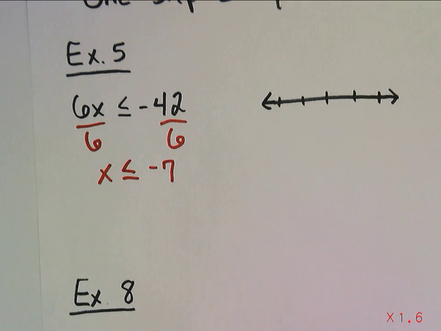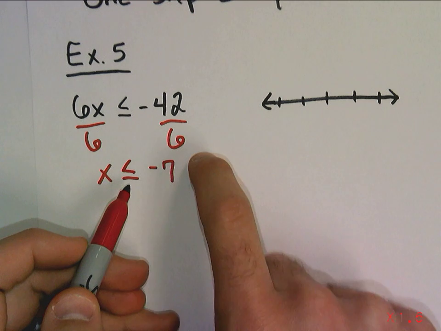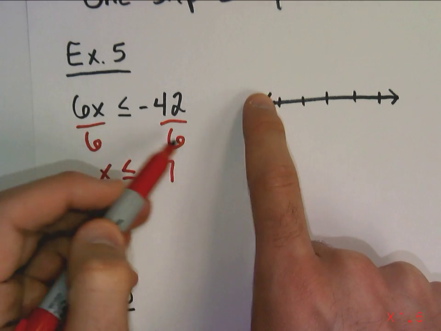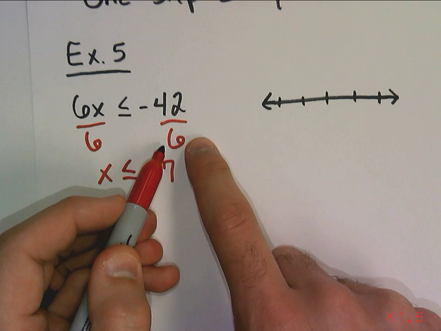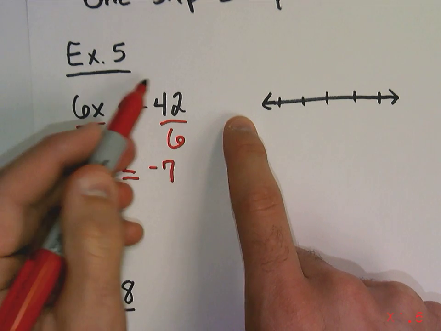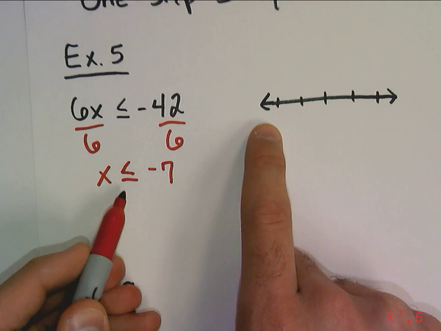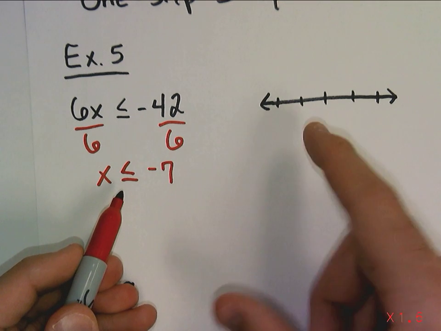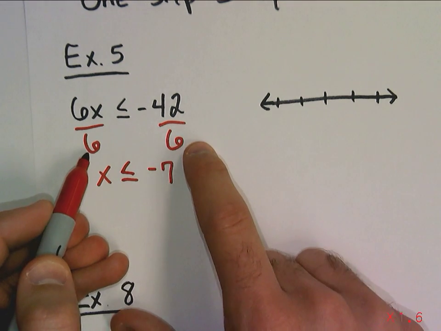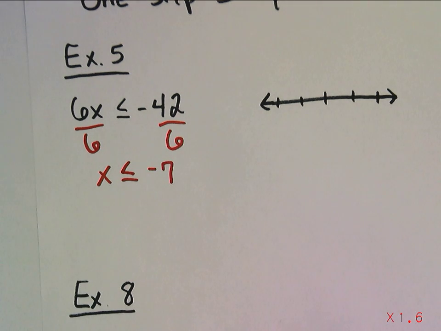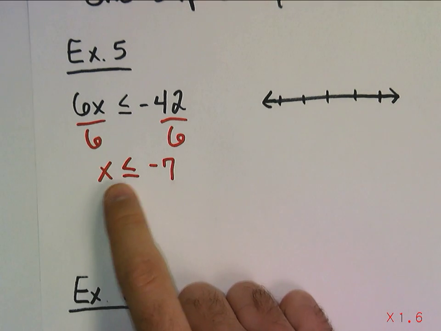Now you might be thinking, well, Mr. Coleman, you didn't flip your inequality. And the reason why I didn't flip my inequality is because I didn't divide the number that's on the right-hand side by a negative number. It doesn't matter that this number is negative. The only time that would matter is if this 6 was negative. Then I would have to flip this inequality. But at this point I don't, because I divided by a positive number. So at this point we have an inequality and a number.